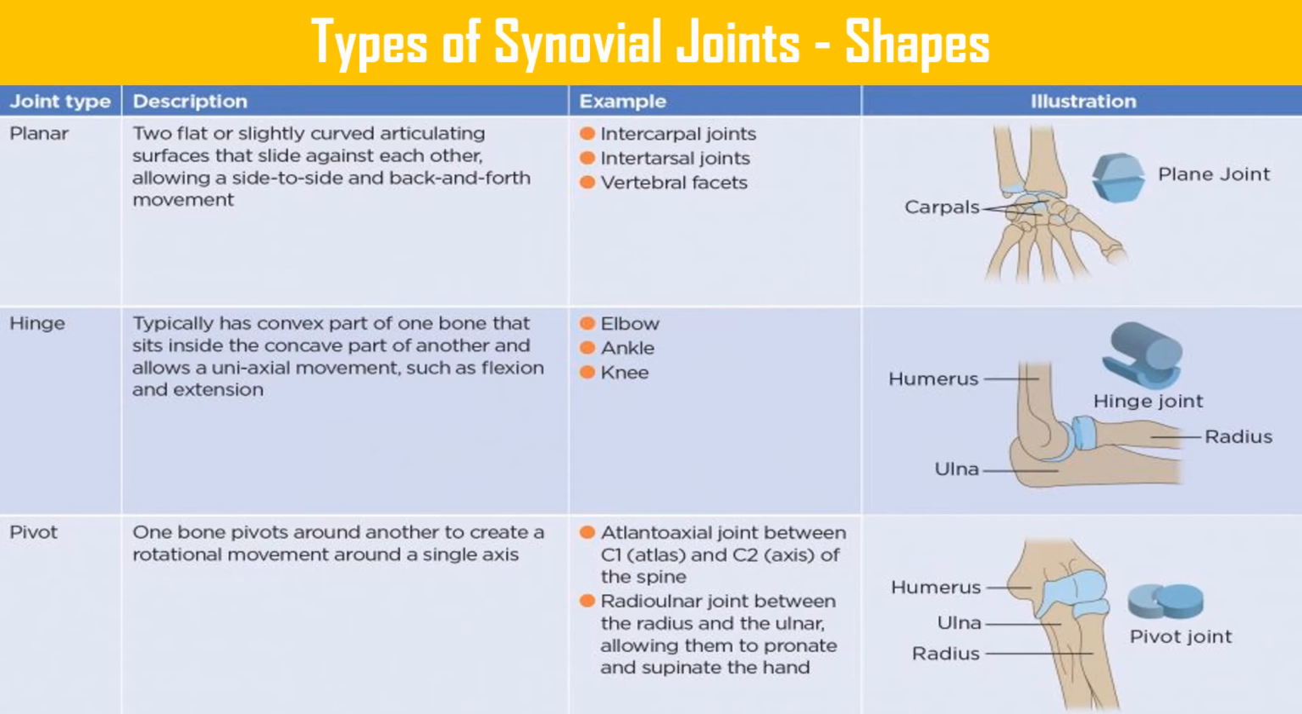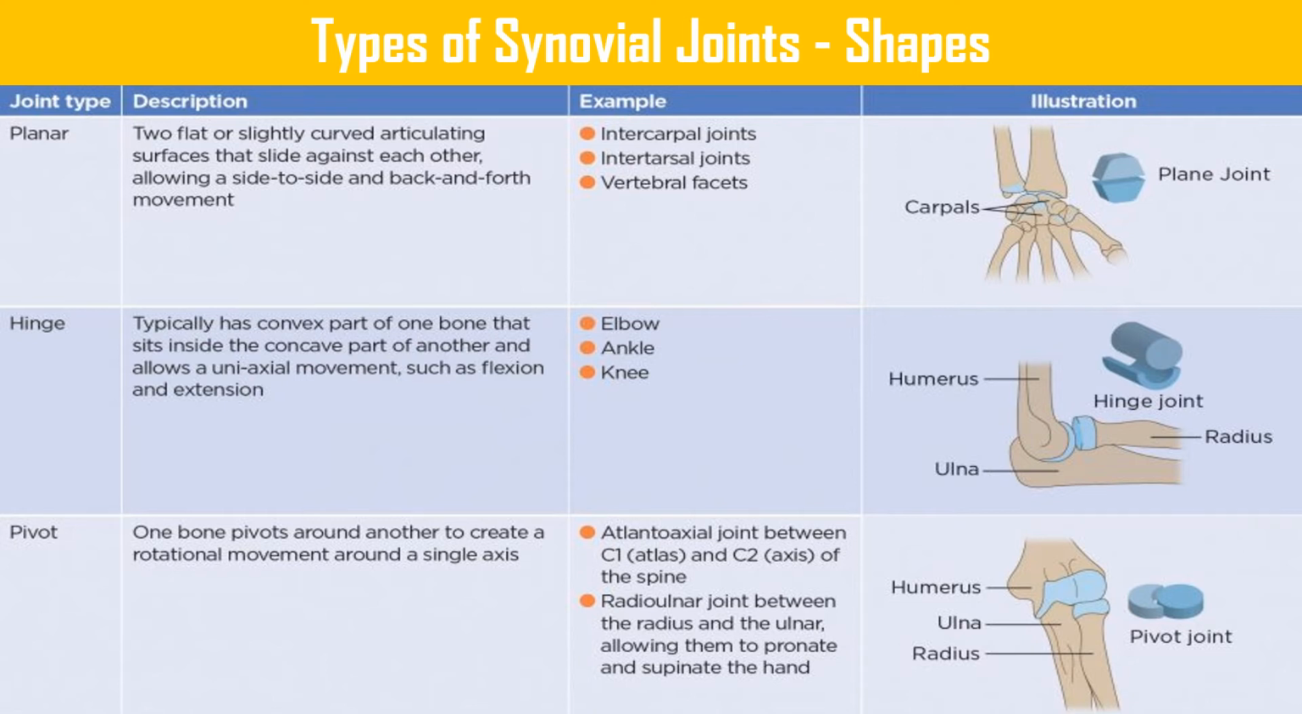Next is hinge joint. Typically has the convex part of one bone that sits inside the concave part of another and allows a uniaxial movement such as flexion and extension. Examples include elbow, ankle, and knee.